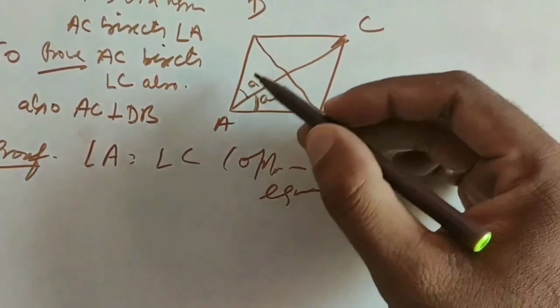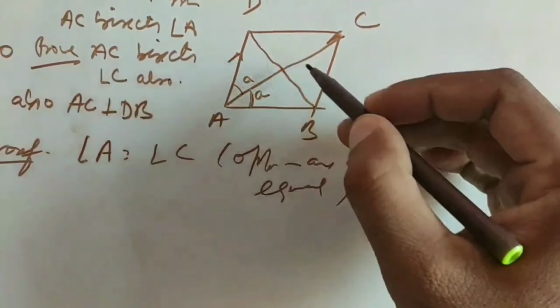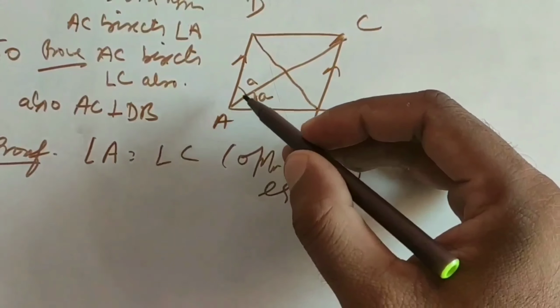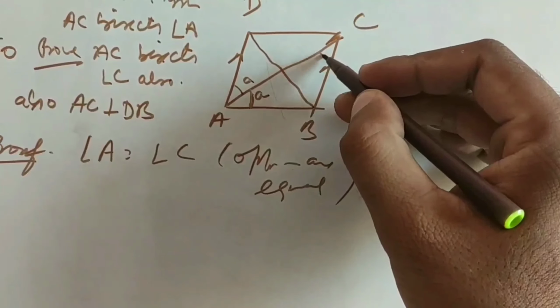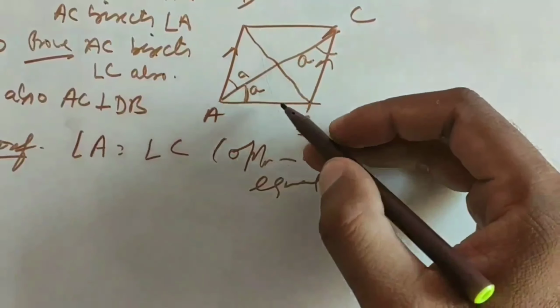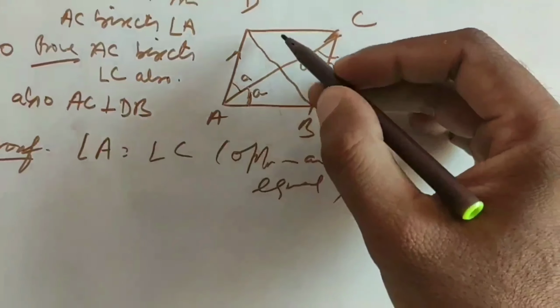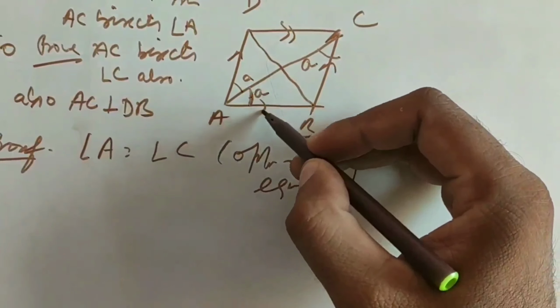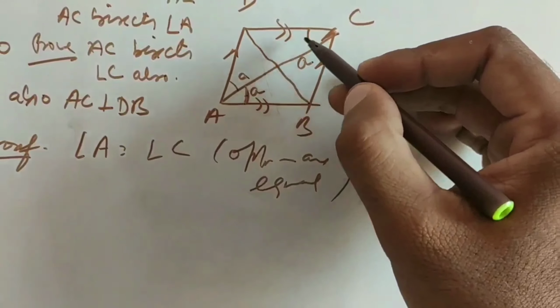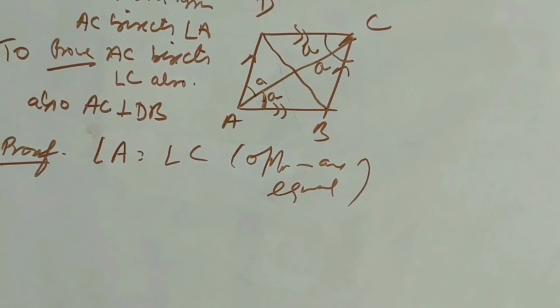Now these two lines are parallel. We know that this is a parallelogram. So clearly this angle will be equal to A, and also this part and this part, these two lines are also parallel. So this part is also equal to A, because these are alternate angles.